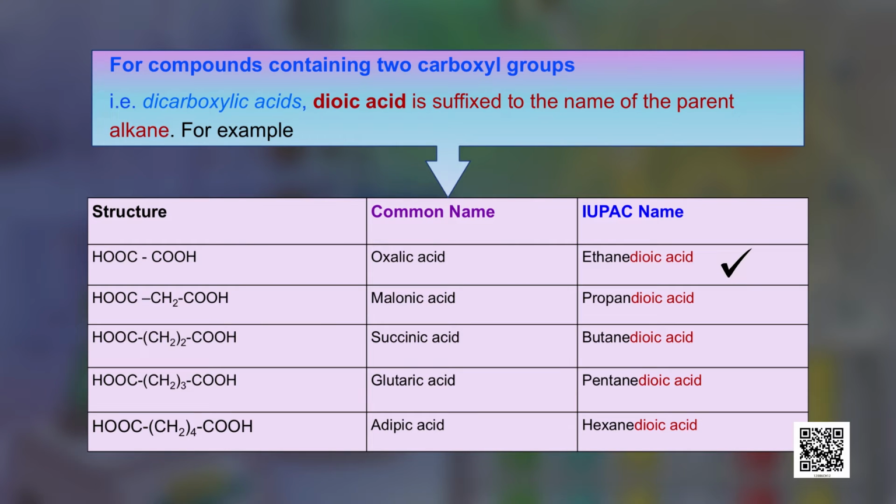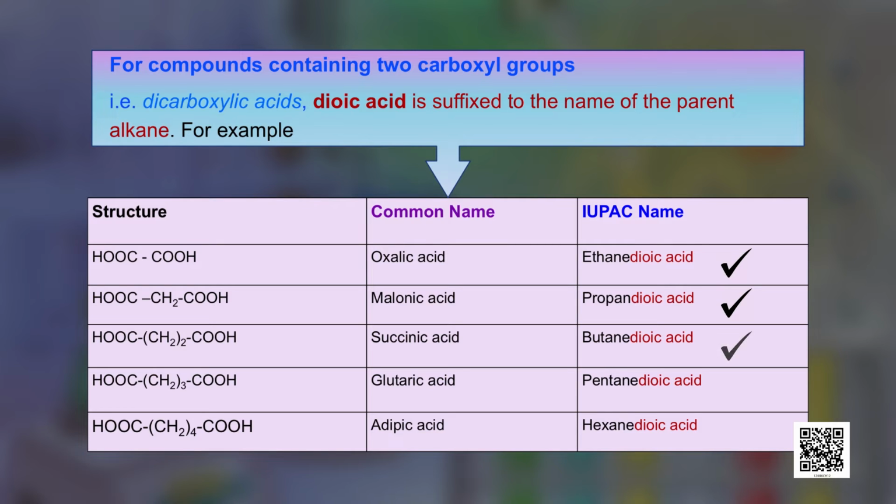For example, oxalic acid is the common name, and the compound contains 2 carboxyl groups. The IUPAC name is given as ethane dioic acid. If the two carboxylic groups are attached to a carbon chain containing 3 atoms in total, then it is called malonic acid as a common name, and because there are 3 carbon atoms now, the name will be propane dioic acid. It is clear to you now that we are omitting the final E in the name of the alkane, and we are putting dioic acid as a suffix.